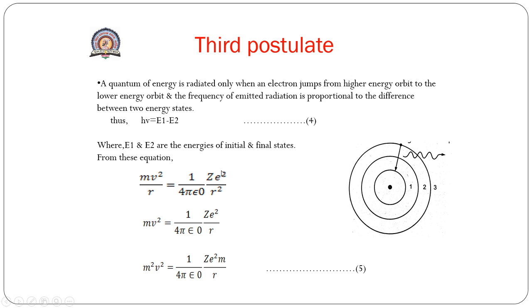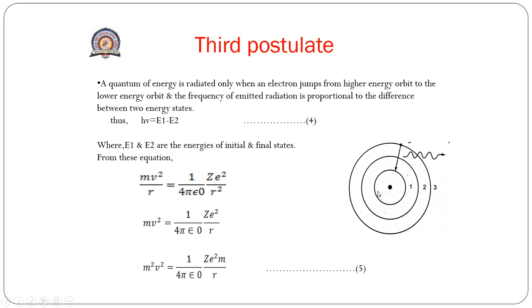Now E1 and E2 are the initial and final states of energy. The electron orbits do not change energy unless we add or remove energy. When we add energy, the electron jumps from a lower energy state to a higher energy state, and when we remove energy, the electron jumps from a higher energy orbit to a lower energy orbit.